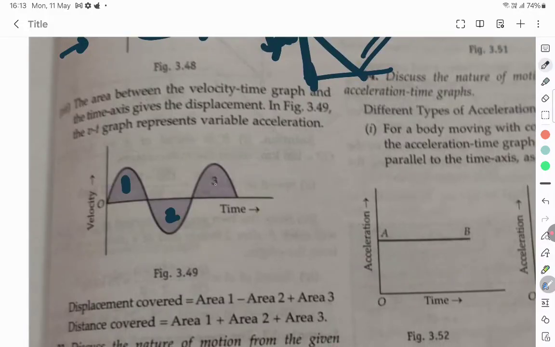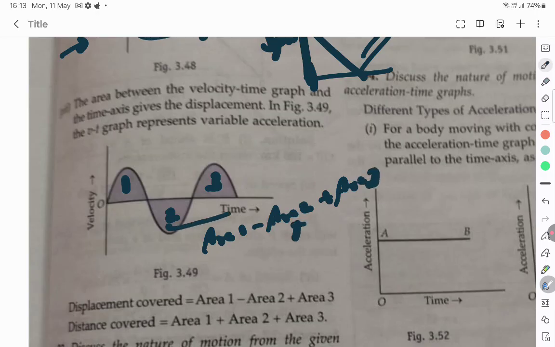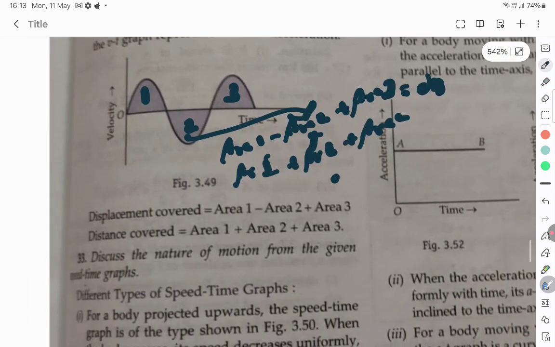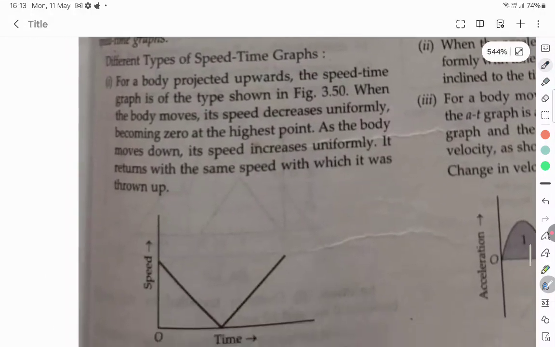Area under this will give you displacement, which is area 1 minus area 2 plus area 3. Why minus area 2? Because this is displacement, it can be negative. If they ask me distance, it's area 1 plus area 2 plus area 3. So that's the difference between displacement and distance. You should understand, it's given here. So let's go to the next.